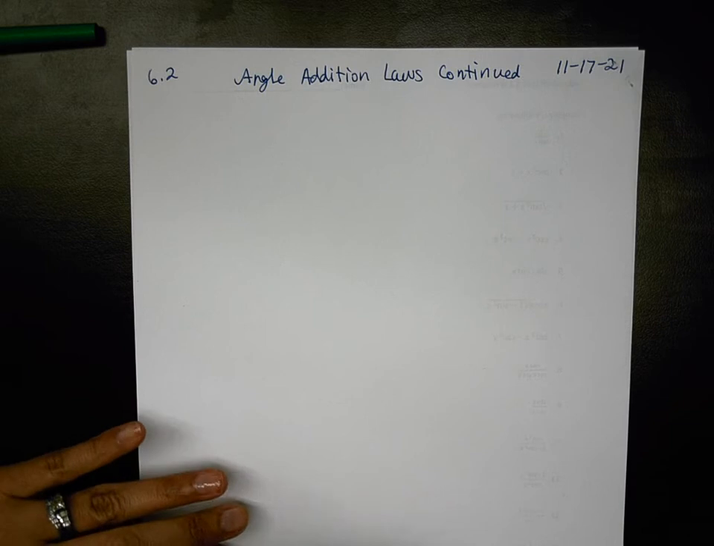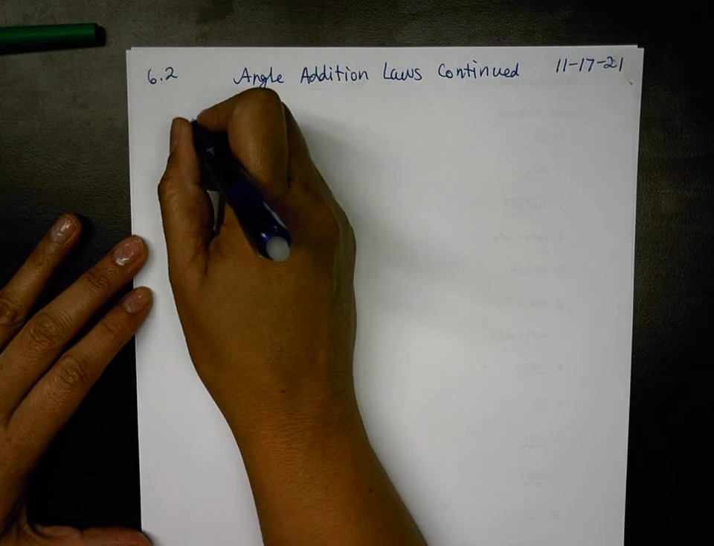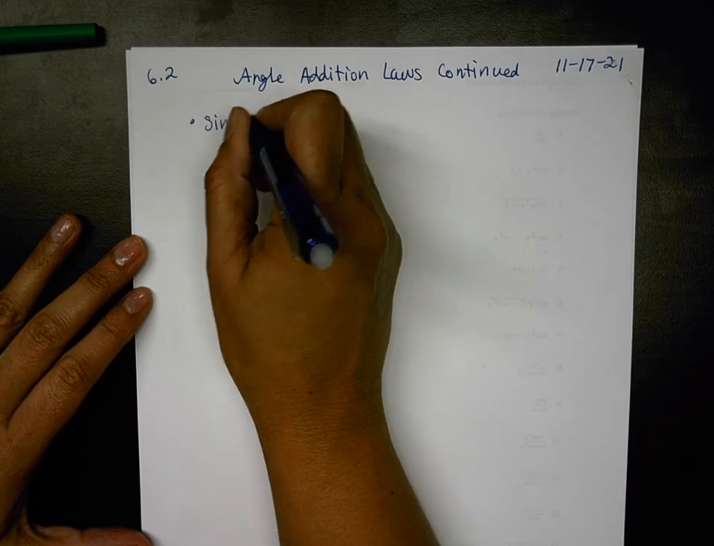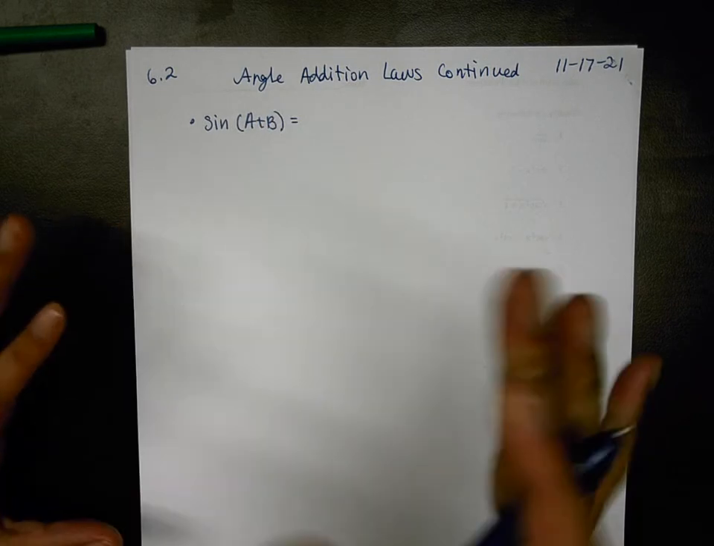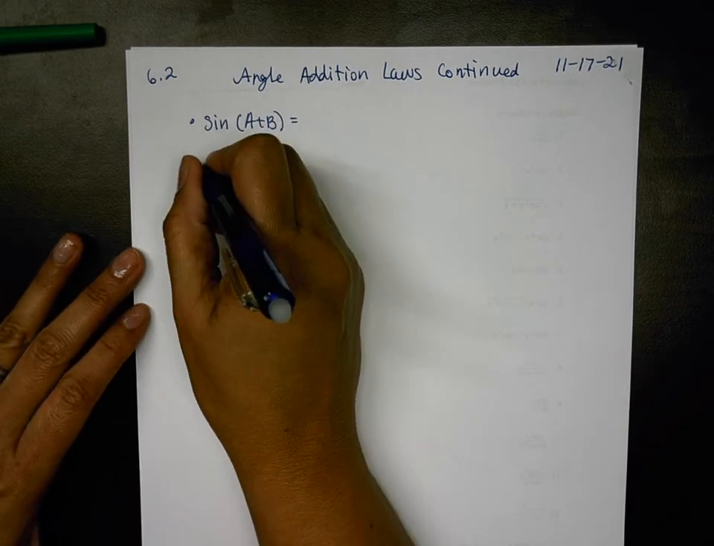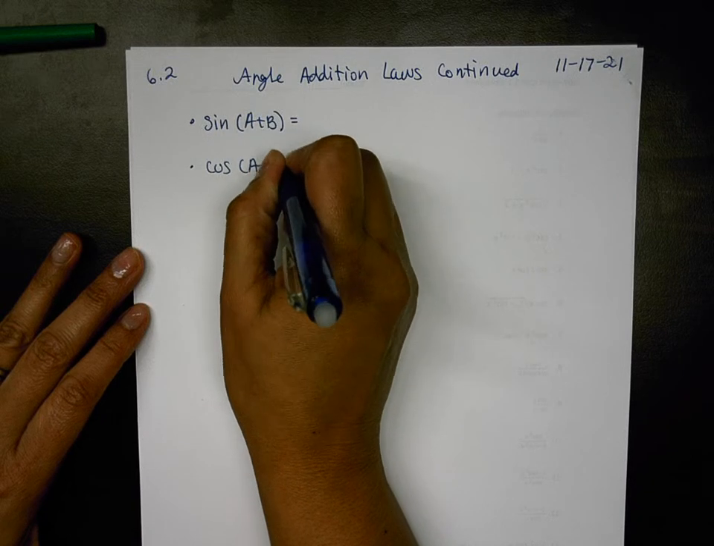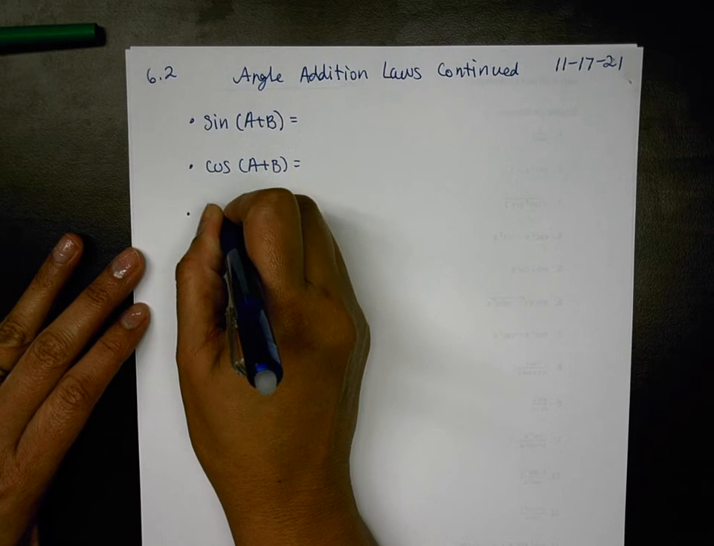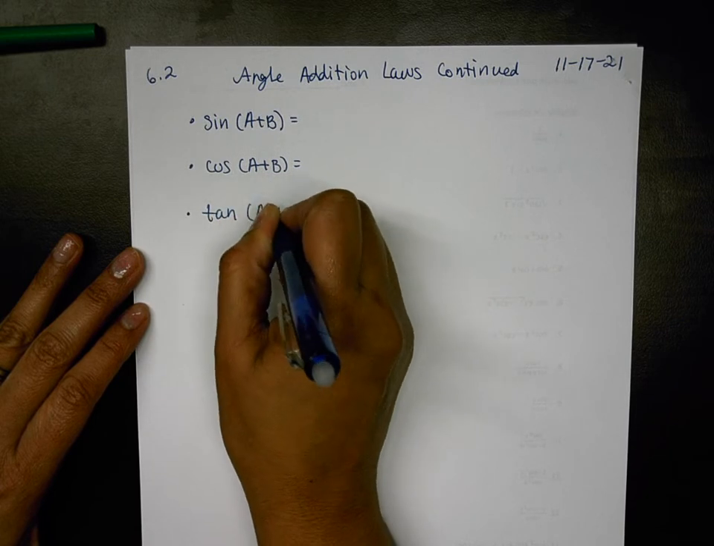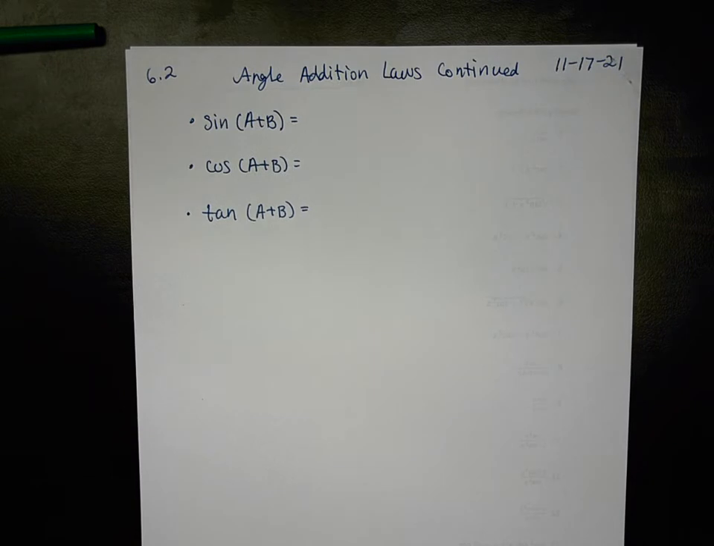So, what I'm going to have you do is, without looking back at the previous lesson, write down what sine of a plus b is. Just a plus b, no minus. And then write down what cosine of a plus b is. Same thing, no minus. And then tangent. And do the best you can to do these without looking back at your previous lesson.